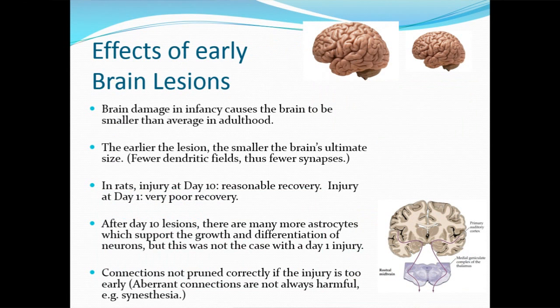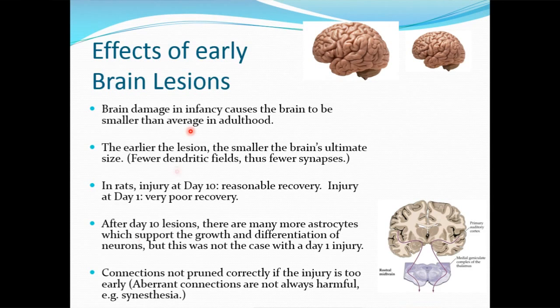All right, so let's look at the effects of early brain lesions. Brain damage in infancy causes the brain to be smaller than average in adulthood. The earlier the lesion, the smaller the brain's ultimate size, because there are fewer dendritic fields, fewer synapses, so the brain just is smaller.